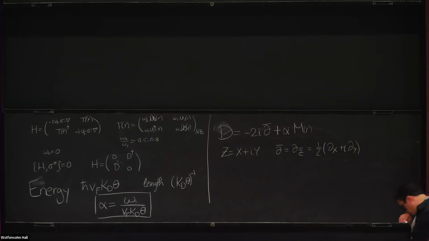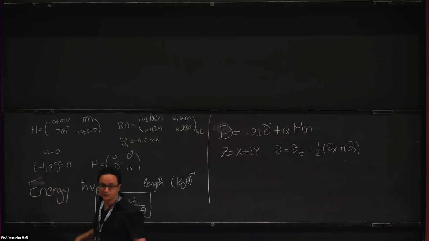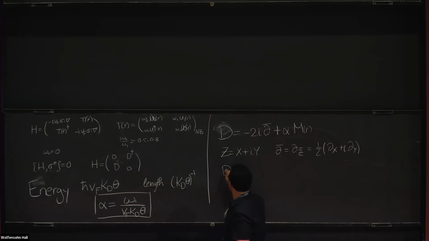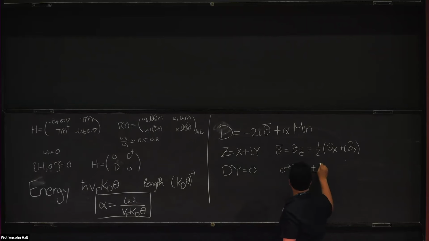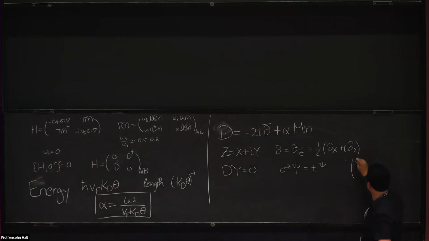So the first consequence of the chiral symmetry is that if we have any zero mode of this Hamiltonian, then it will be an eigenstate of sigma z. So if I have D psi equals 0, I can choose psi such that acting with sigma z gives me plus or minus 1. And since this is the AB space, this means that zero modes will have one of these two forms. So they would be completely sublattice polarized.